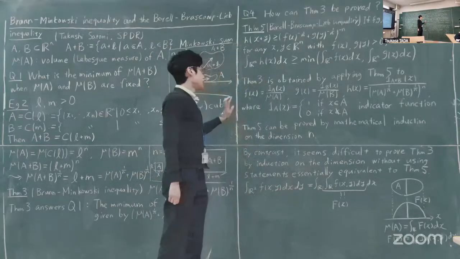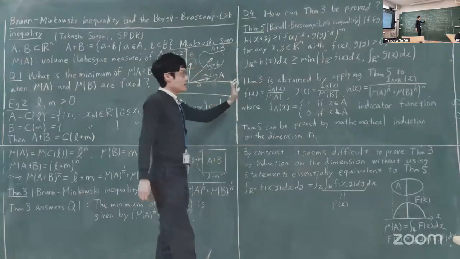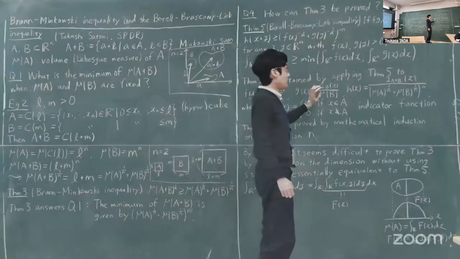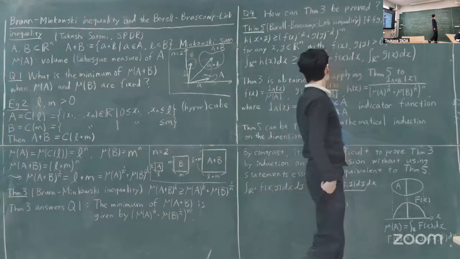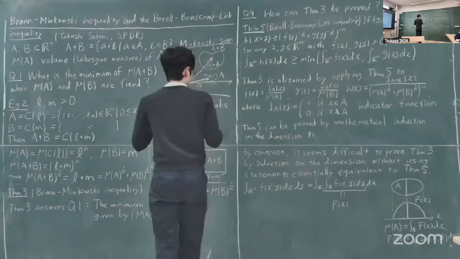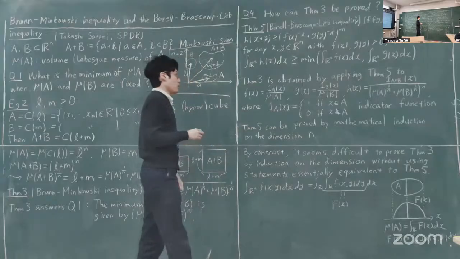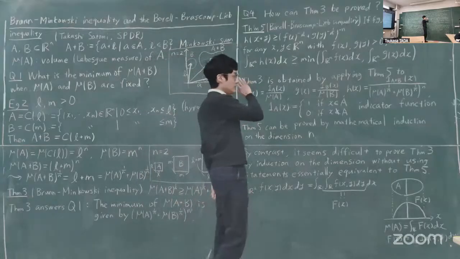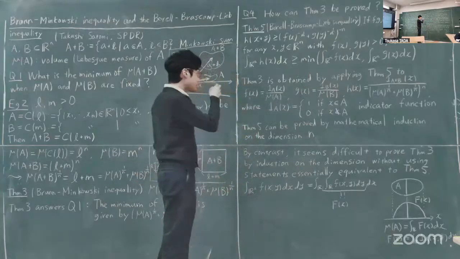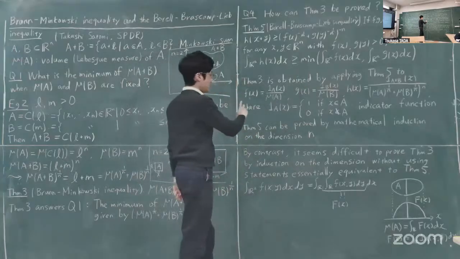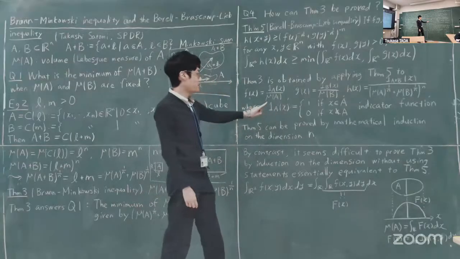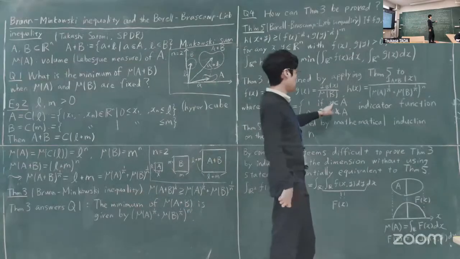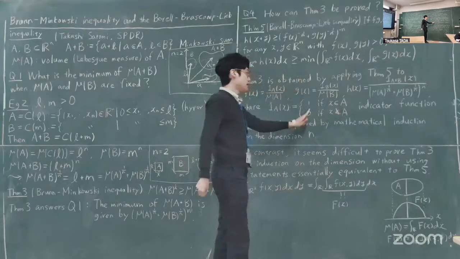Indeed, the Brunn-Minkowski inequality is obtained by applying the Borell-Brascamp-Lieb inequality to suitable multiples of the indicator functions, where the indicator function of A is defined to be 1 if x is in A and 0 if x is not in A.